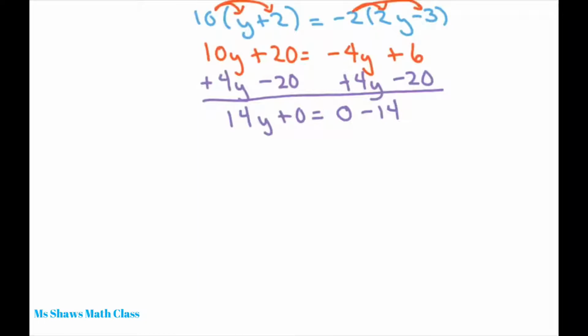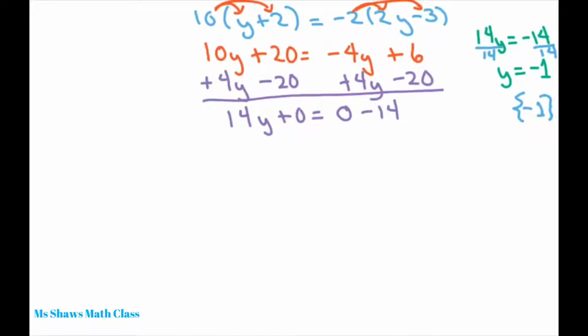So we get 14y equals negative 14. Now clearly you can see y is negative 1. You can do that mentally, or use your division property and divide both sides by 14. If you can do it mentally, that's better. So our solution set is negative 1.